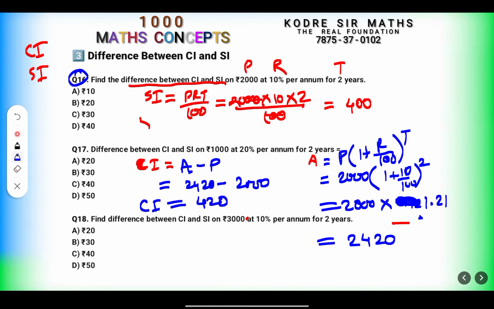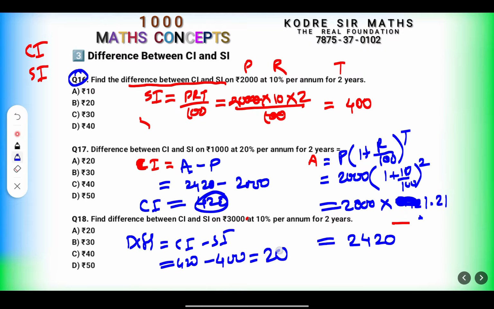Now how much is the difference? You have to calculate the difference. The difference is, which is the bigger one? CI is bigger, so CI minus SI, which is 420 minus 400. So you will get the difference as rupees 20. I hope it is easy.